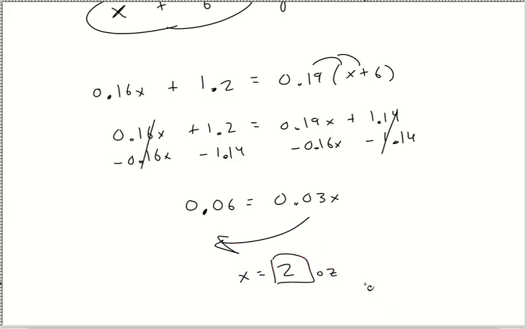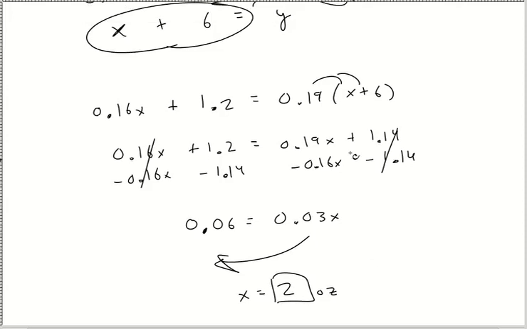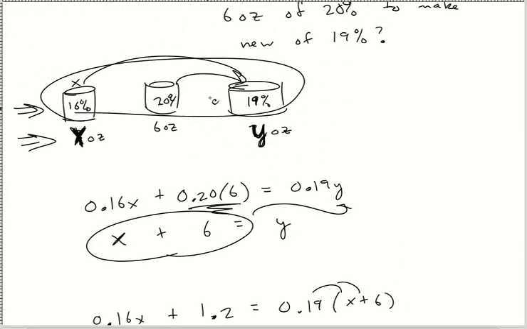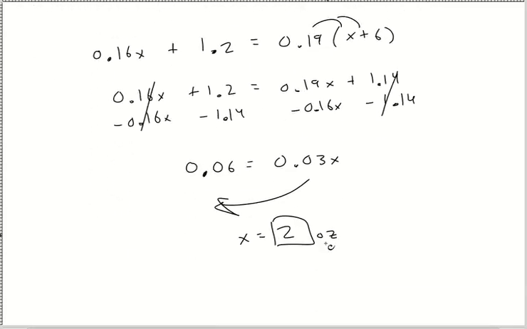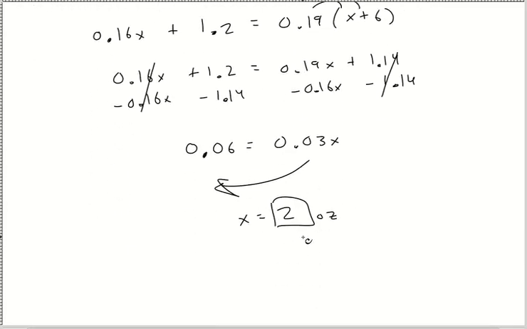2 ounces. They are not asking for how much we're going to get here. That's not their question. Their question was how many do I have to have here? So I have to have 2 ounces here, 6 ounces here, and then dump them both in together and mix them. And, of course, now you got 2 plus 6 is equal to 8 if you really wanted to do math. But you don't need that. They just said how much of the original 16% did you need.